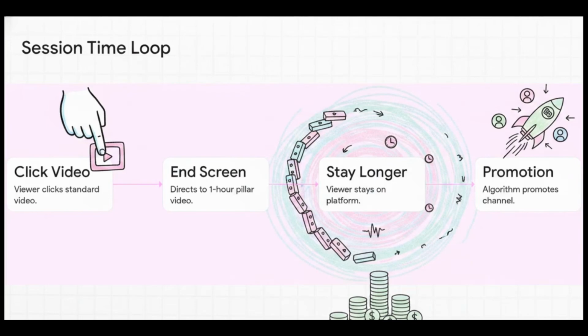Let's move on and see how this builds into the ultimate growth engine, the session time loop. It's this beautiful domino effect. Step 1, a viewer clicks your standard video. Step 2, your end screen successfully directs them straight to your 1-hour pillar video. Step 3, the viewer stays on the platform consuming your content for a massive amount of time. Step 4, the algorithm registers this incredible session time and heavily promotes your channel to brand new audiences. Keeping people on the platform inevitably leads to algorithm promotion and high monetization.